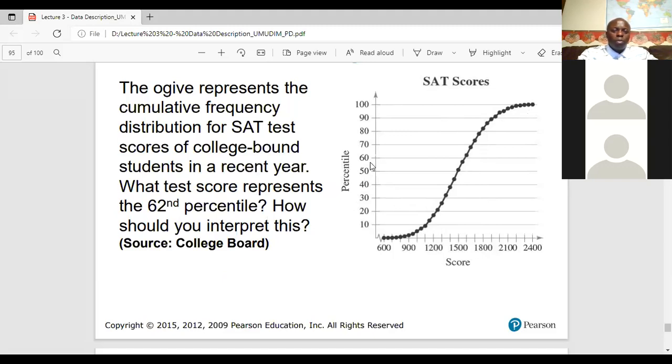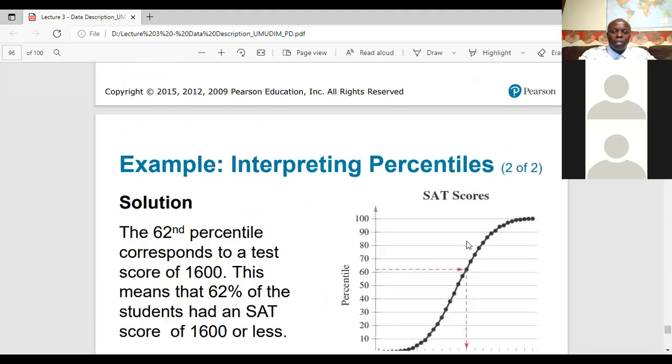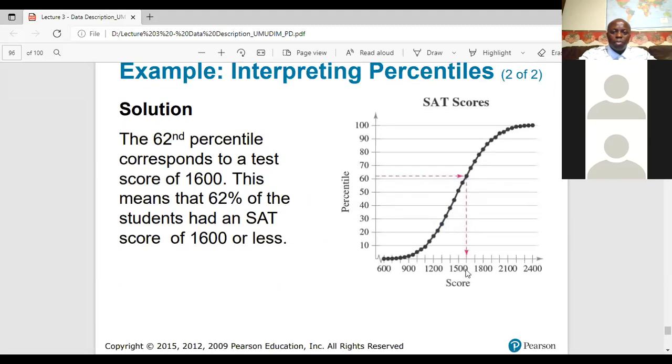So what you're going to do is, for the 62nd percentile, go from here. This is 60, this is 70, so 62nd should be around here. You follow it all the way to where it touches this graph. Then from there you go down. Any score it touches here becomes the answer. Look at the score it touches: it is 1600. So the 62nd percentile corresponds to a test score of 1600.